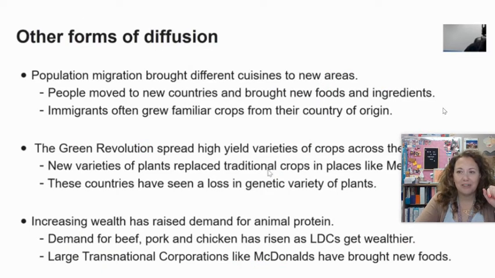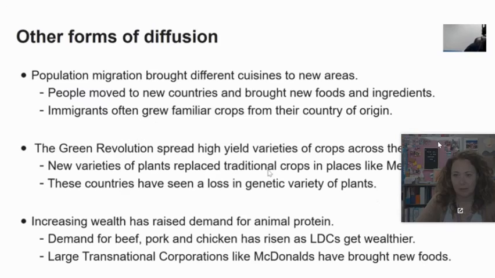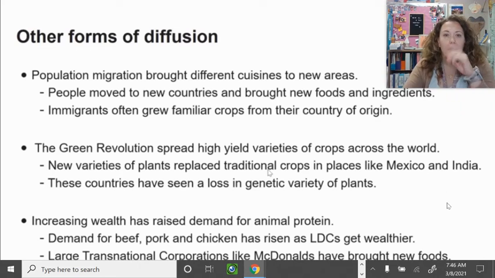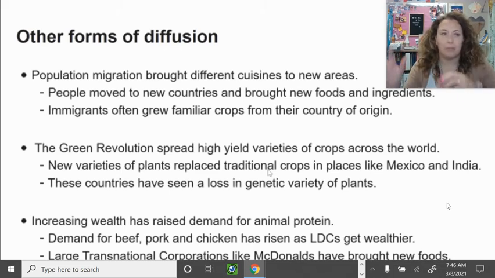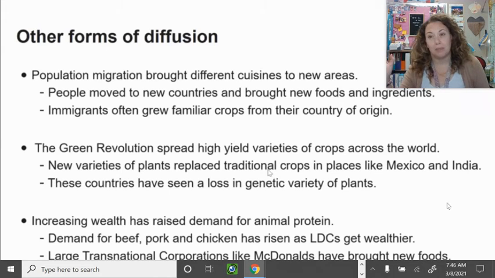All right, other forms of diffusion. Okay, population migration brings new food to new places. So migrants that are maybe coming from their motherland to the new world country, they brought their food because they may have escaped the war, but they didn't want to escape the delicious food. So they brought it with them, okay?